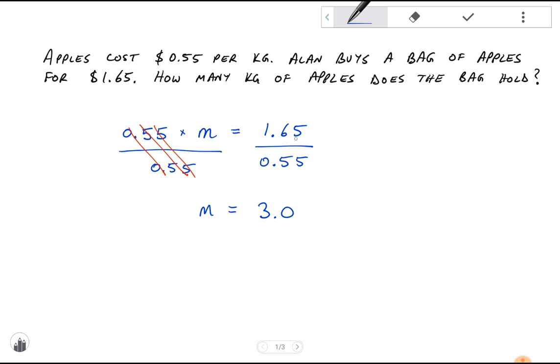We can actually go back into our original equation, sub that in to see if it works. 0.55 times 3 is indeed 1.65. So our answer here is correct. There's 3 kilograms of apples in the bag.